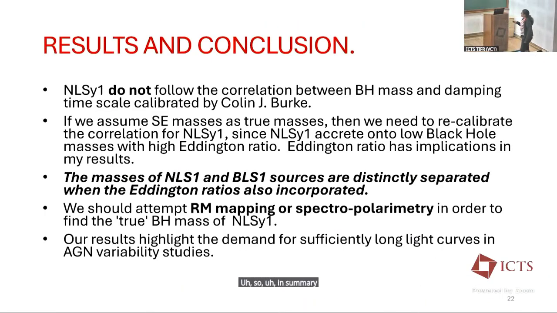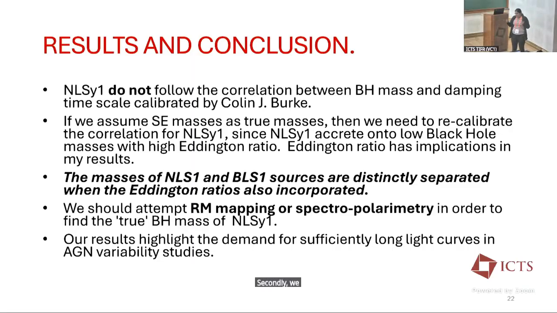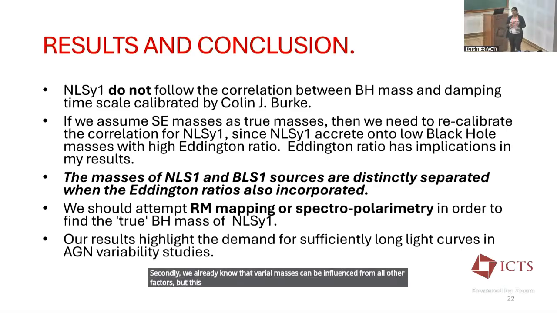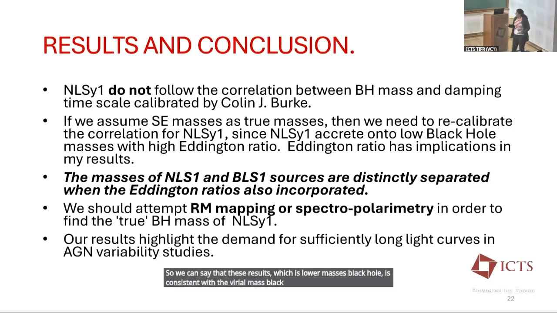In summary, for narrow line Seyfert 1 galaxies, as Burke et al. said, that you can find the mass directly from the damping time scale is not actually true. You have to take care of Eddington ratios as well. Secondly, we already know that virial masses can be influenced by many other factors, but this damped random walk is not at all influenced by those terms. So we can say that these results, which are lower mass black holes, are consistent with the virial mass black hole. So this is fine to say.